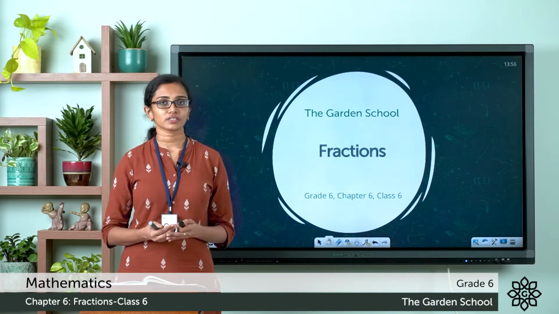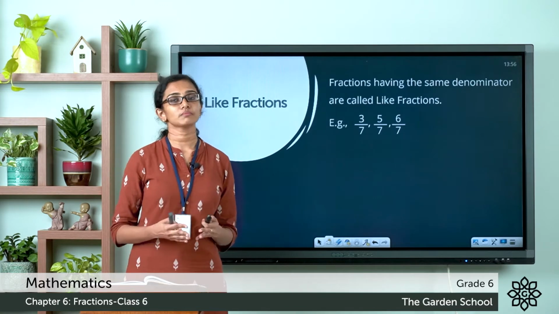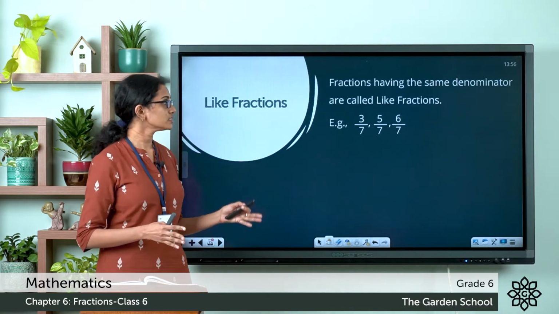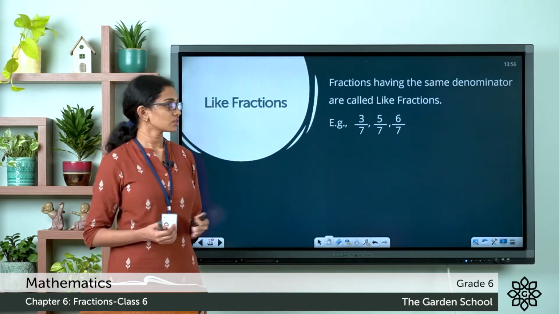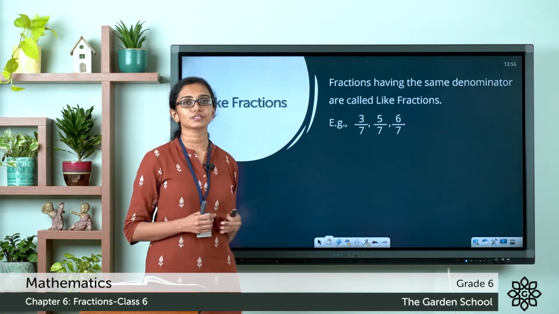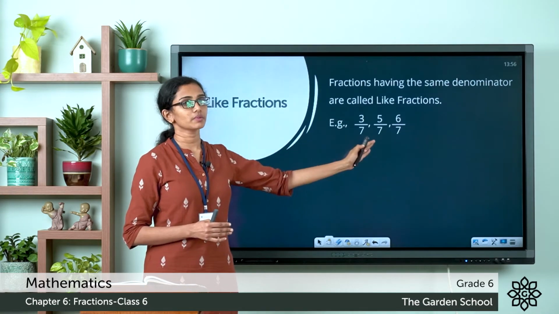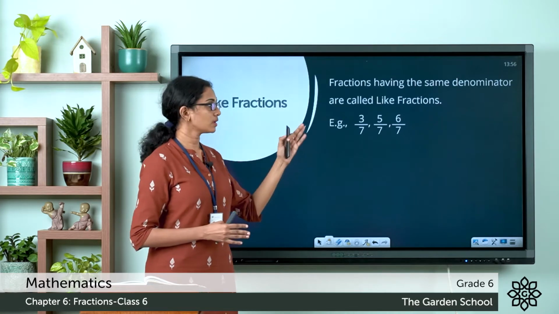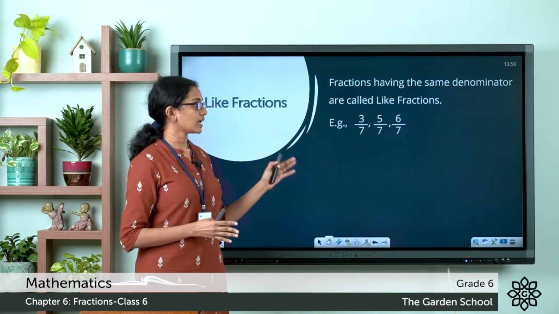Now, what are like fractions? Like fractions means they have the same denominator. So fractions having the same denominator are called like fractions. You see the examples given here, 3 by 7, 5 by 7, 6 by 7. In all these cases, the denominator is the same. Only the numerator is changing. So such fractions are called like fractions.